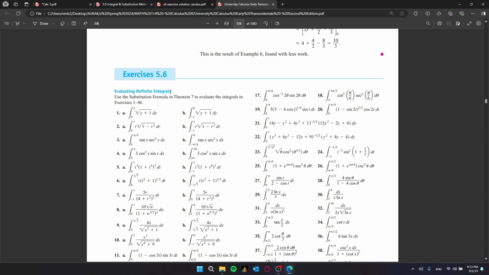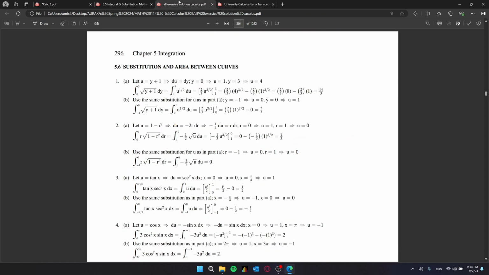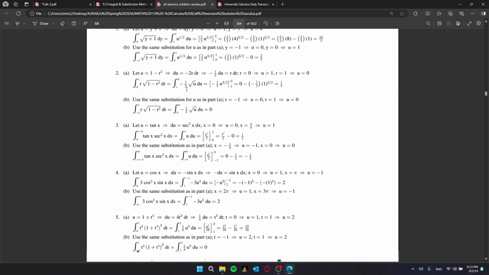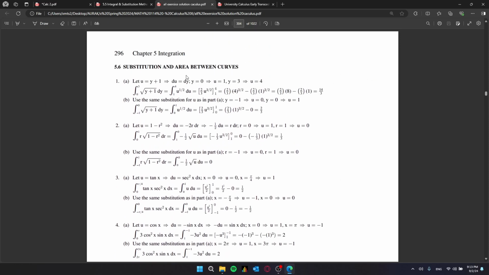The book is mentioned here. For the answers to the book, there's another PDF that you can find, which is the answers to all of the exercises in the book.